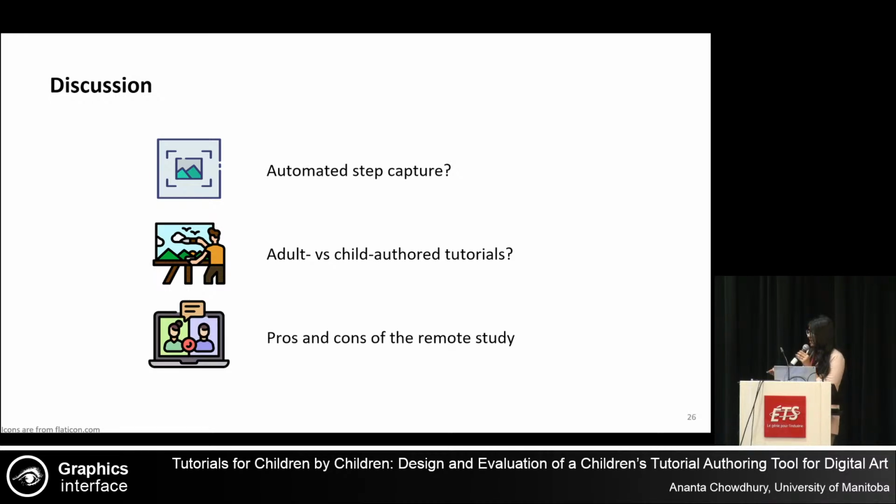Finally, I wanted to discuss some of the pros and cons of the remote study. We saw that in our studies, children sometimes were distracted by their siblings, and there were internet issues, and sometimes parents were having difficulties setting up the study, which made the kids impatient. So these were some drawbacks, but at the same time, we had some advantages that we didn't anticipate. The remote study led us to recruit internationally, and also the parents did not have to find time to bring the kids to the lab, which led to more flexible scheduling.